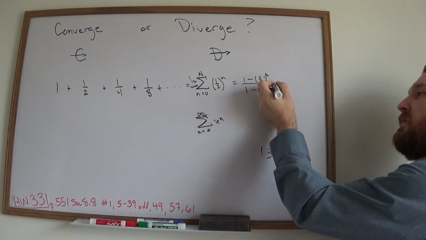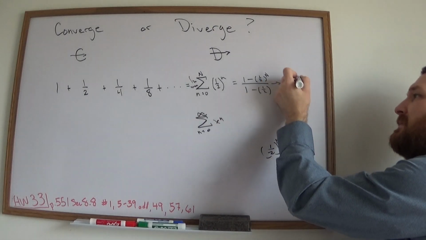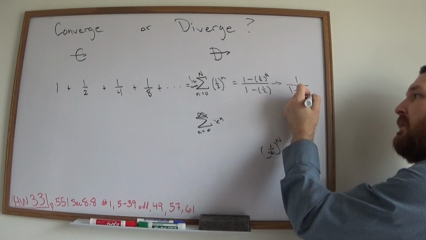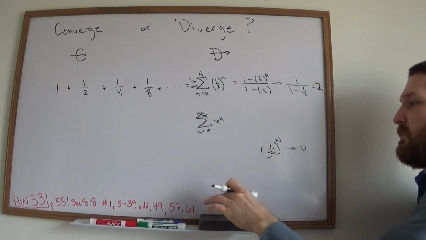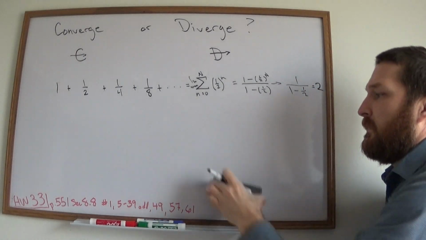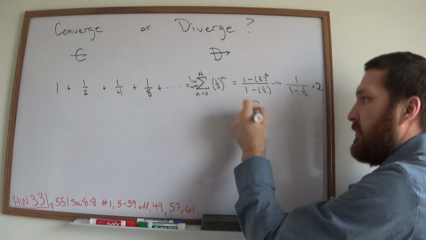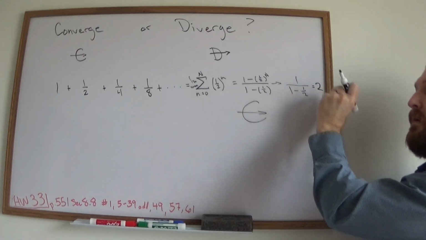So you could say in the limit this thing goes to this. That's 1/2. That's the same thing as 2. And so this sum converges to a number, right?